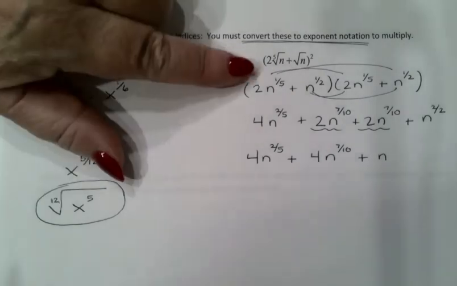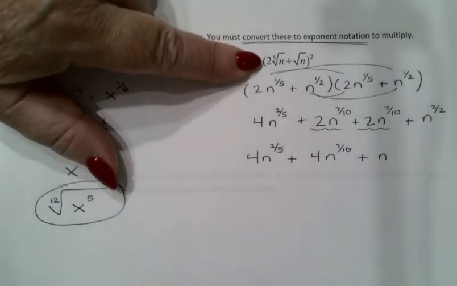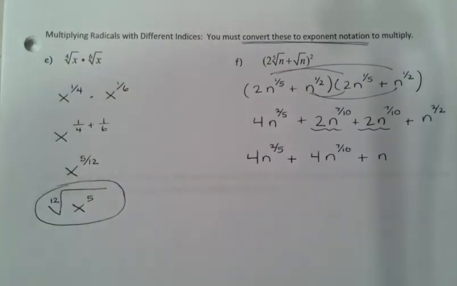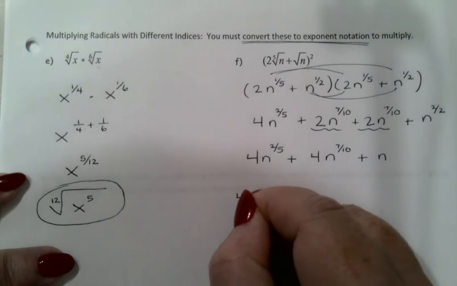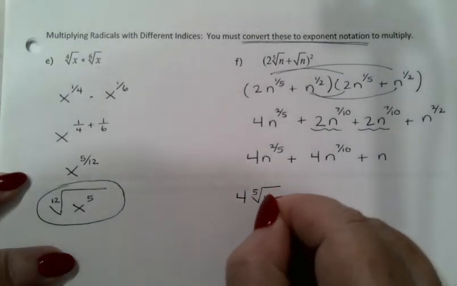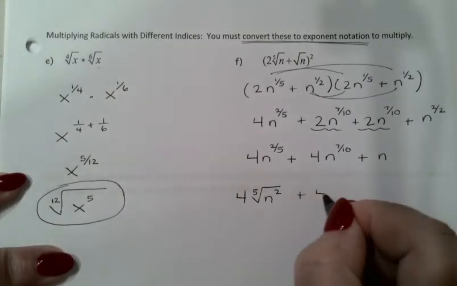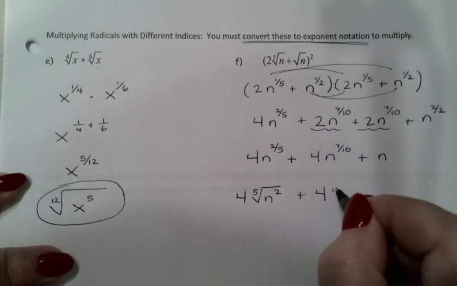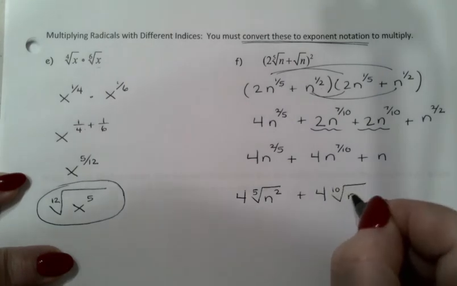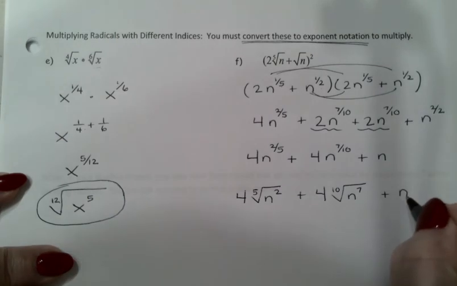And last step here, once again, the original problem was stated with radicals, so I probably would like to give my final answer in radical form as well. I have 4 times the 5th root of n squared plus 4 times the 10th root of n to the 7th plus n.